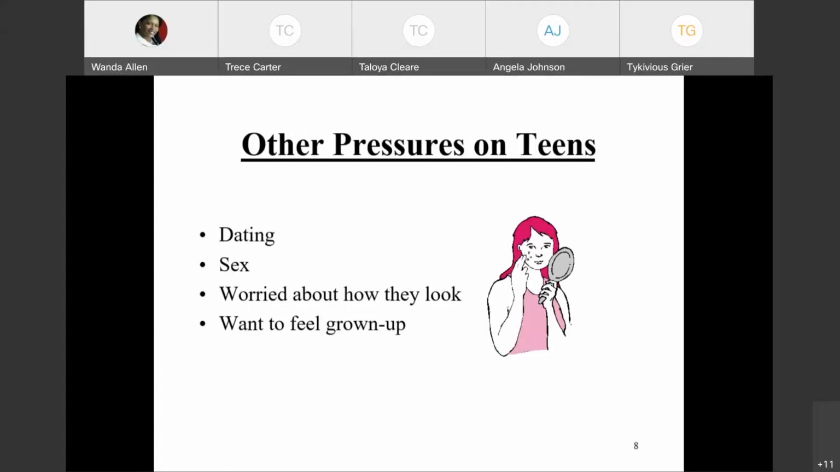Other pressures on teens, this is PowerPoint 8, and it actually lists some other pressures like dating, sex, worried about how they look, and want to feel grown up. And you can utilize the book, actually have them hands-on, turn to those pages in the book, and you all review that information, or you can tell them the page numbers, and you can provide a summary of that information depending on the time that you've allotted for the session.